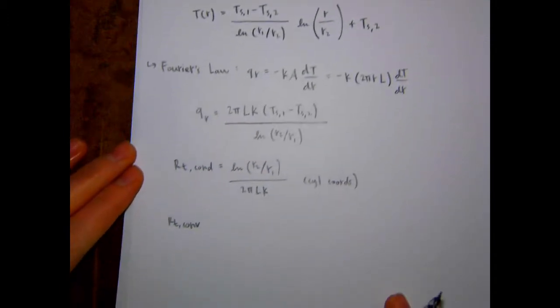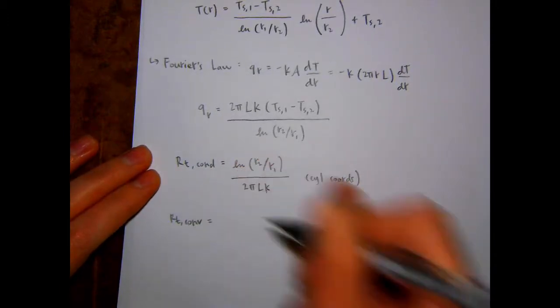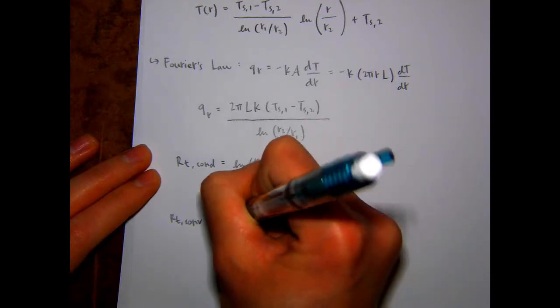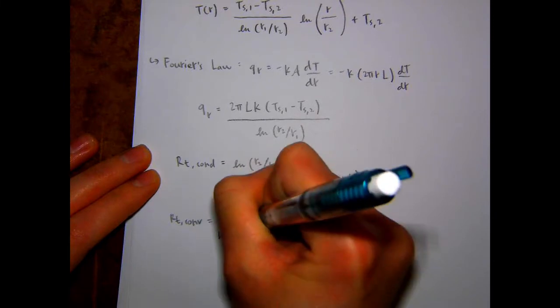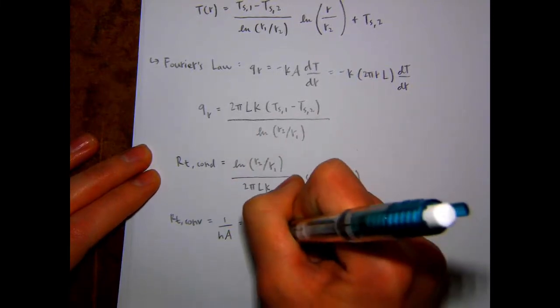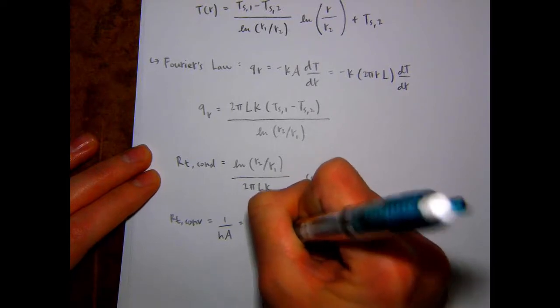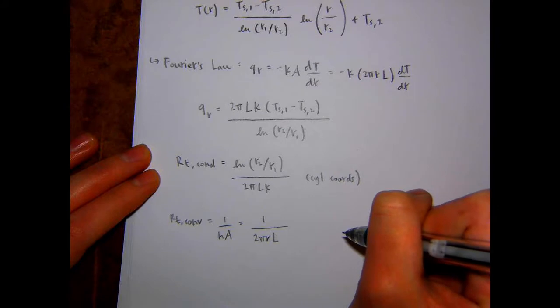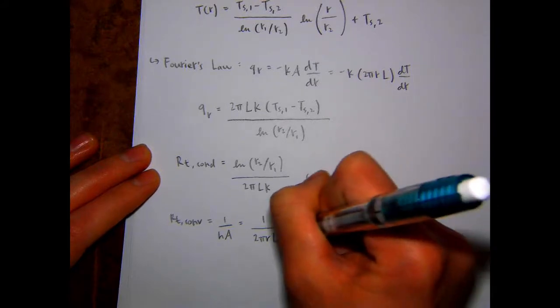So the thermal resistance from convection is unchanged, except now you can express the surface area as 2 pi R L, and then times h.